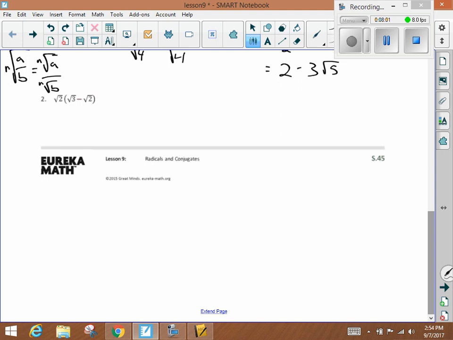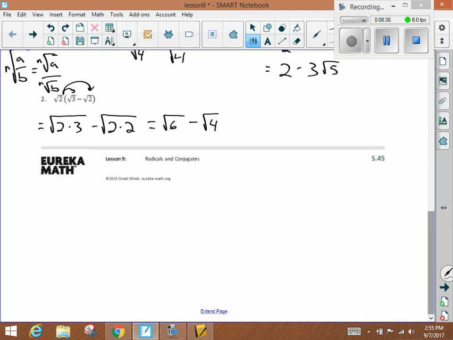Hey, let's do this next one. In this case, I'm going to distribute, right? So I'll have the square root of 2 times the square root of 3. So I can write that as the square root of 2 times 3. And then I'll do the square root of 2 times negative square root of 2. So that is going to be the square root of 2 times 2. So I have the square root of 6 minus the square root of 4.